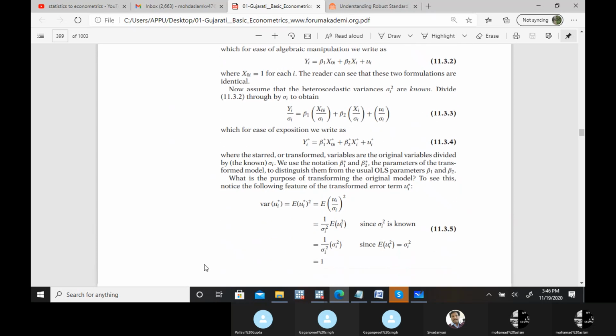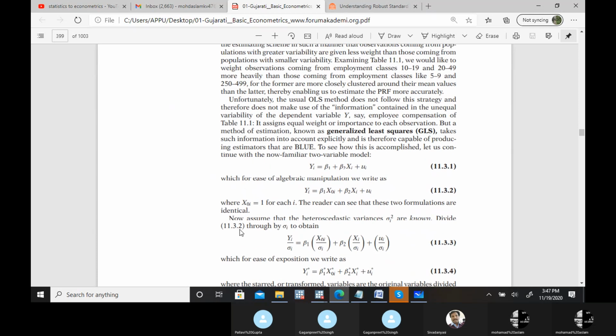Now, if you divide by this particular variation, this ui square is divided by this variation, right? So if you divide this ui by this sigma i, then you will get a constant value. And that's what we actually want, right? We want this as a constant value, not a varying value. That's the case of heteroskedasticity. So if you divide by that particular variation, you will get a constant value. And this process we call the generalized least squares process.